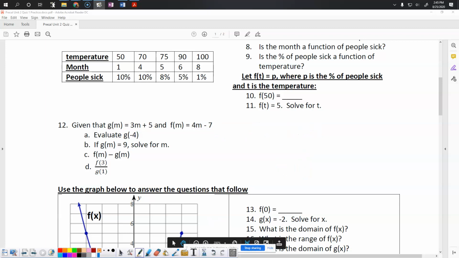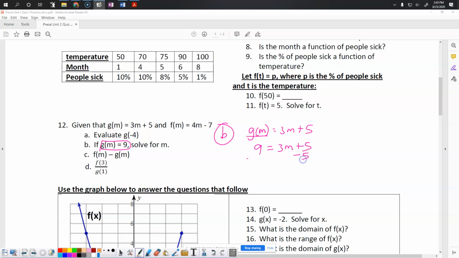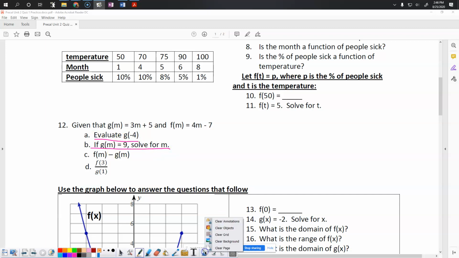All right, let's take a look at part B. For part B, g of m equals 9, solve for m. So in this case, since g of m equals 9, I can replace g of m with 9, and I can solve for m. Four-thirds. This was solving, something we talked about a little while back.